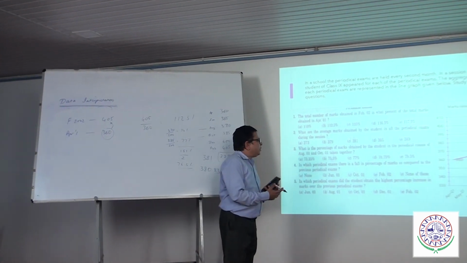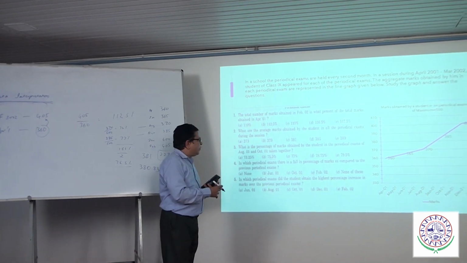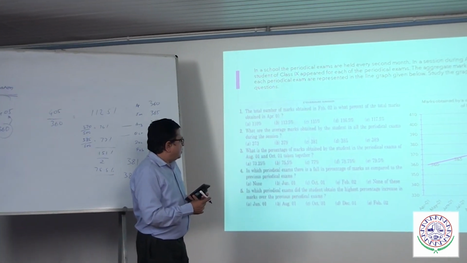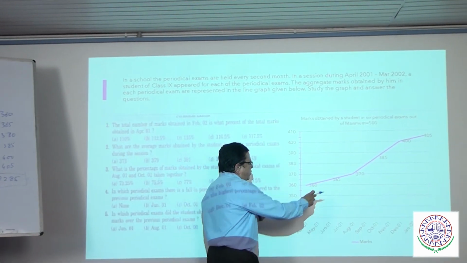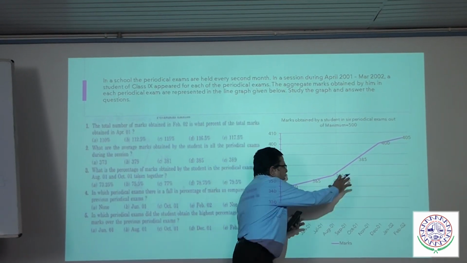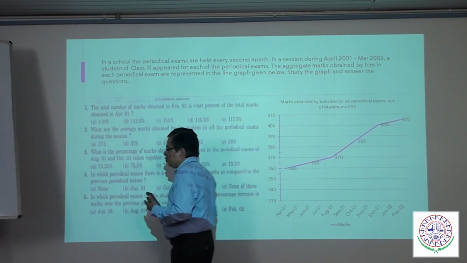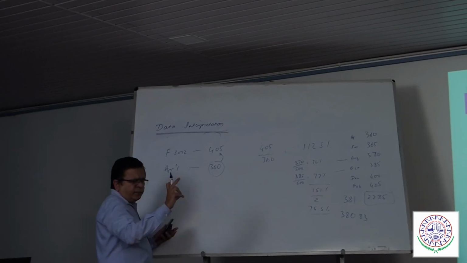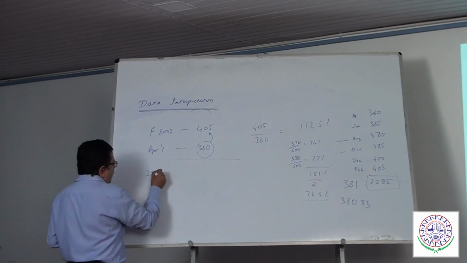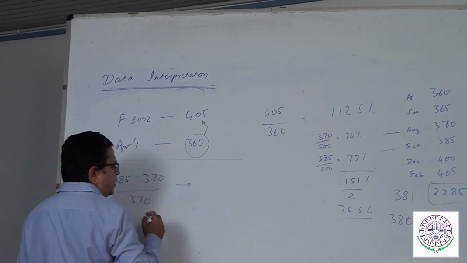Highest percentage increase can also mean highest number of marks increase straight away. And in this case, there are two. From 370 he went to 385, and from 385 he went to 400. But the difference here is supposed to be more than the difference here. I will show you how that works. The highest difference is 15 marks, so 385 minus 370 divided by 370 is 1% increase.